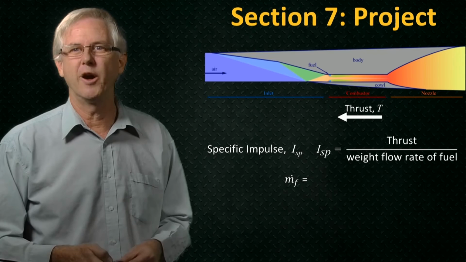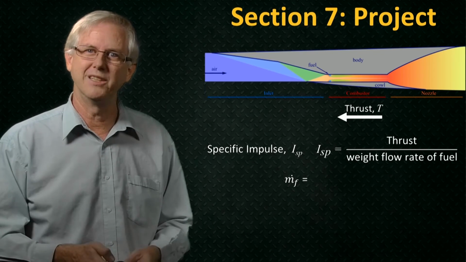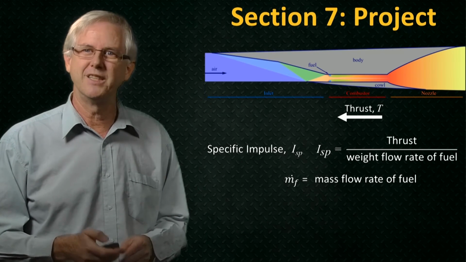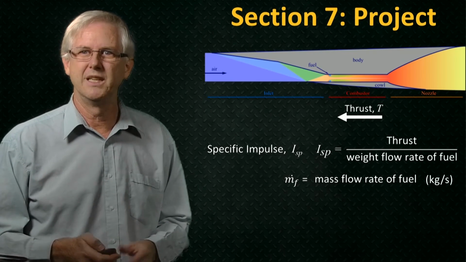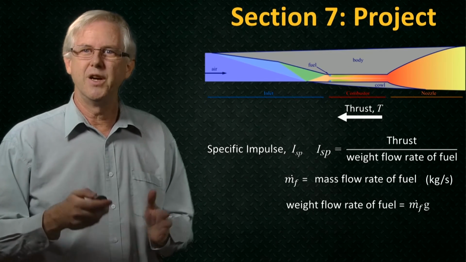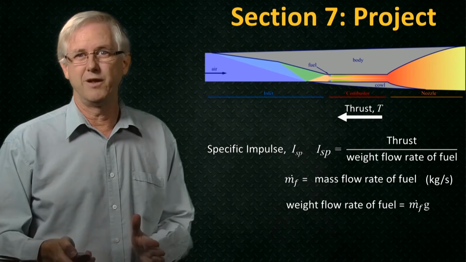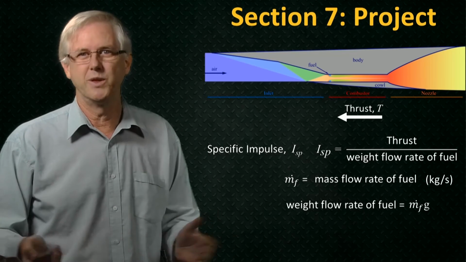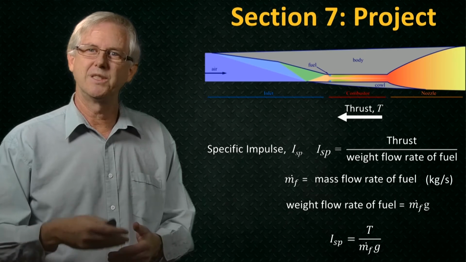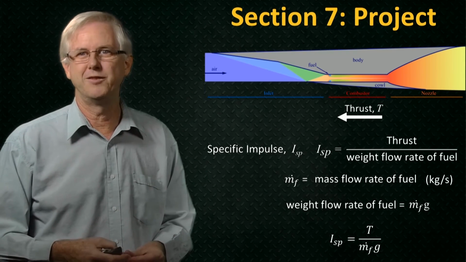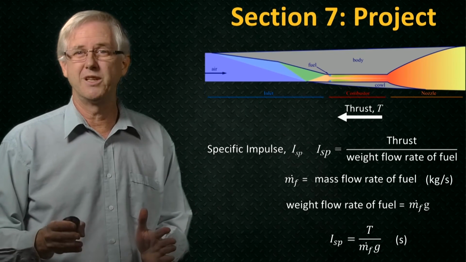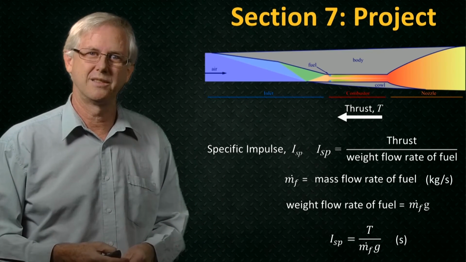Let's call that ṁ_f. We often use a dot above a symbol to indicate a derivative with respect to time. So ṁ_f is the mass flow rate of the fuel, which might be in units of kilograms per second. So the weight flow rate is the mass flow rate times the acceleration due to gravity, as we saw in the last section. So we put that together and we get the specific impulse is T over ṁ_f g. And the units of the specific impulse, as we saw, are seconds.